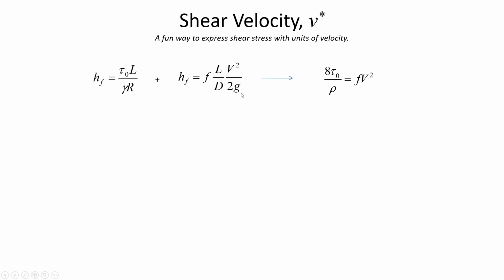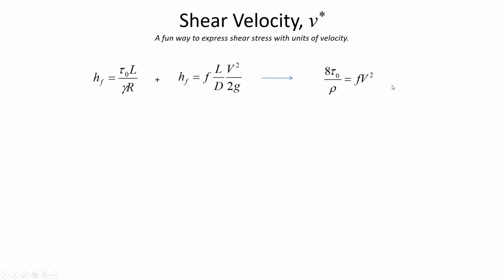Now, also, we have an empirical equation in the Darcy-Weisbach that describes the quantity of energy loss due to pipe friction in terms of the length, velocity, diameter, and this friction factor f, which we can get from the Moody diagram, if you'll remember. So if we set those two equal to each other and rearrange things, what we get is that the shear stress divided by the density is equal to the friction factor times the velocity squared.